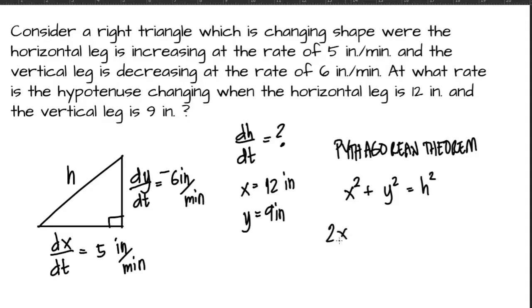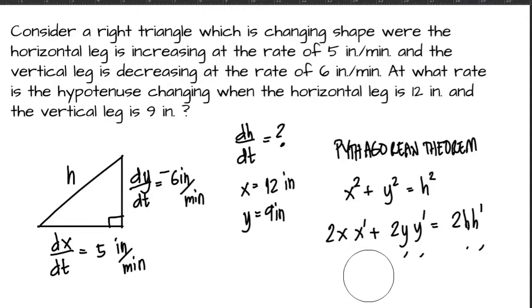May muli siya nga 2x, x prime. So, you know that this is dx over dt, pero ito shortcut na pagsulat ko. Plus 2y, y prime, equals 2h, h prime. Okay. May masulat kita sa x? Yes, 12. Sa x prime yan, may masulat kita? Yes, 5. 5 inches per minute. May masulat kita sa y? Yes, it's 9. Sa y prime, negative 6. Sa h, wala. Sa h prime, wala man, kaya siya nang ginapangita.